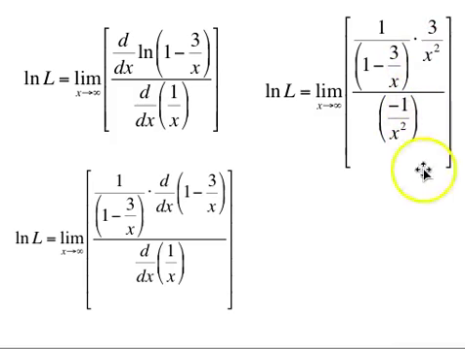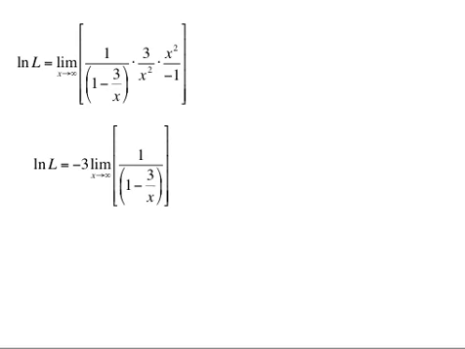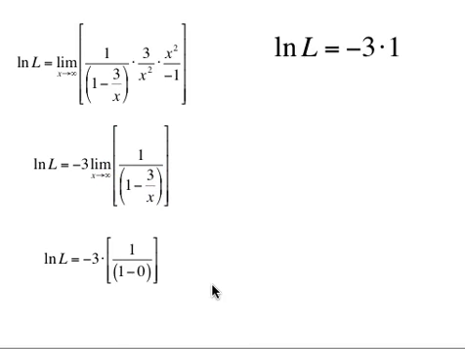Now I've got division of fractions. Let's multiply by the reciprocal. So instead of dividing by negative 1 over x squared, let's multiply by x squared over negative 1. The x squareds cancel. 3 divided by negative 1 becomes negative 3, as a constant can come in front of the limit operator. So we have negative 3 times the limit as x goes to infinity of 1 over 1 minus 3 over x. As x gets very large, 3 over a large number goes to 0. 1 minus 0 goes to 1. We have 1 over 1 here. Negative 3 times 1 over 1, of course, is going to give us negative 3.